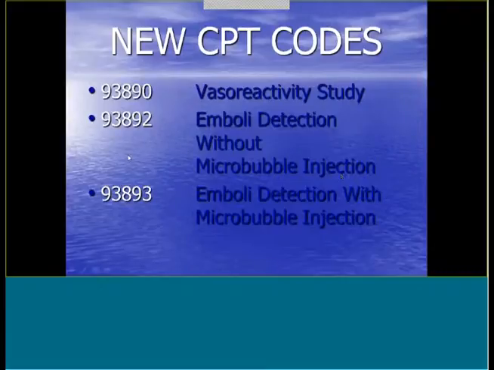The 93893 is your emboli detection with microbubble injection. So this is specifically for the patent foramen ovale or the PFO. The 93892 is what you would use in the operating room for an endarterectomy, say. The 93890 is if you've got a patient in a doctor's office. I work in a doctor's office. My neurologist wants, the patient has carotid disease. The doctor wants to see how much reactivity the patient has. So we're going to have the patient hold their breath for 30 seconds, and you're going to do the breath holding study. This is the code you would use, your 93890.